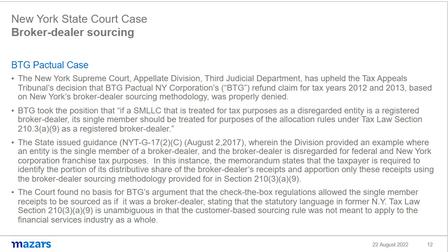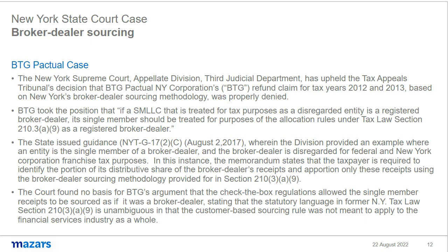However, in 2017, the state reversed course. They issued guidance that indicated that where a single member owned a single member LLC that was a broker-dealer, the single member LLC was the only entity that could use the customer-based apportionment, and that effectively that attribute did not pass up to the single member, in this case a corporation.